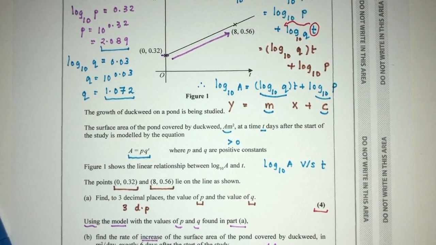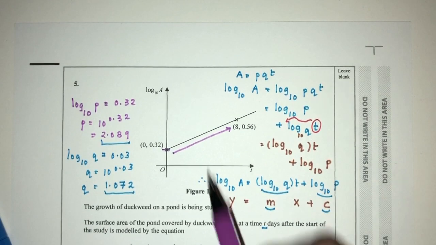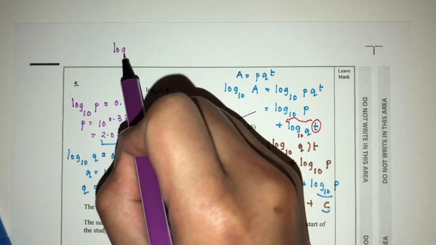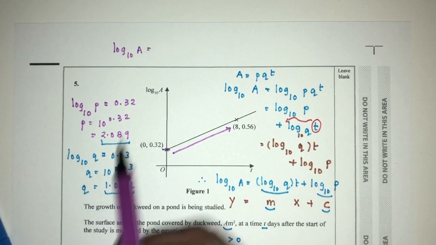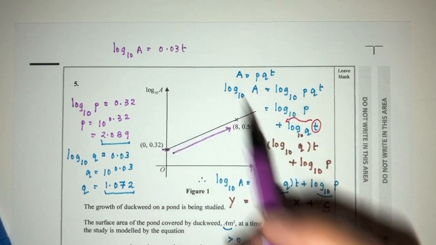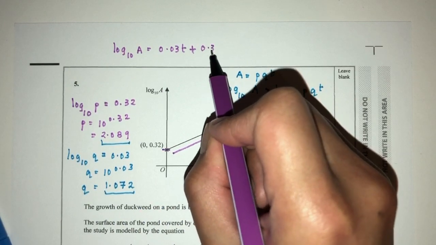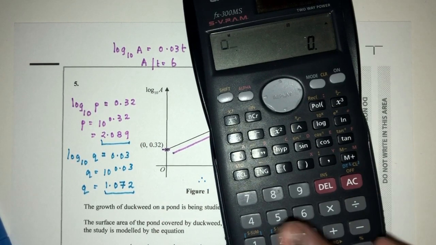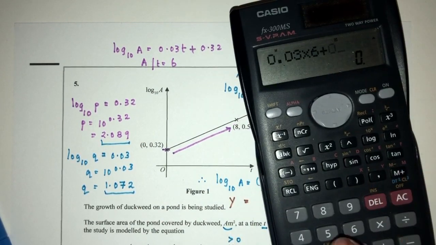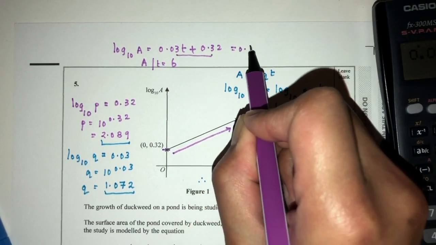I always prefer using exact values when we are trying to find these kind of questions. For example, here we have log. Let me write this down again. Here we have log base 10 of a equal to log base 10 of q, which is 0.03 times t, plus log base 10 of p, that was this value, 0.32. Now let's find the value of a when t equal to 6. Replace 0.03 times 6 plus 0.32. That will be 0.5. So this will become 0.5 when time equal to 6.